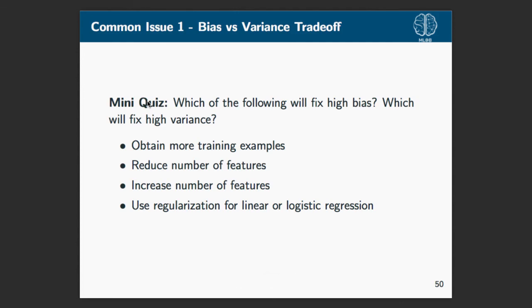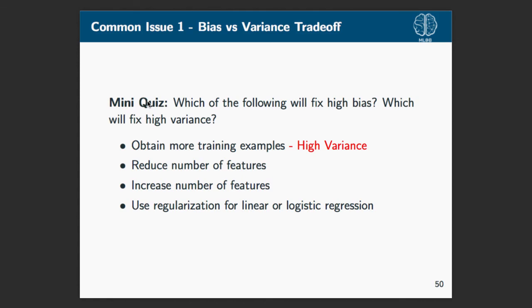Okay. Now, we have four problems here. These are four fixes to either high bias or high variance. I want you to shout out which one each will fix. So will obtaining more training samples fix bias or variance? Variance, exactly. Because with more training samples, you have a better estimate of what the function is, which reduces the noise, kind of averaging out the noise.